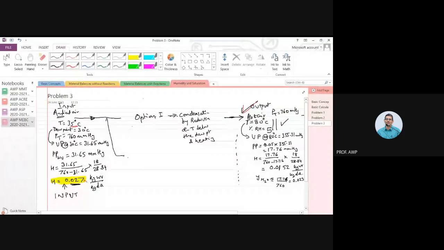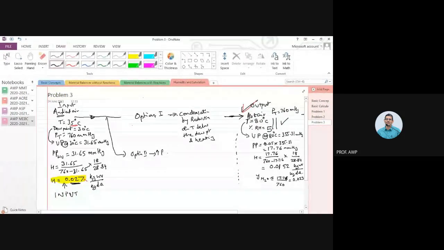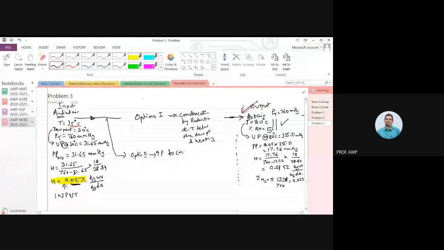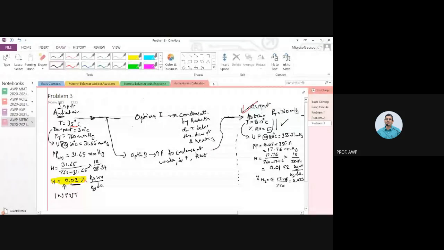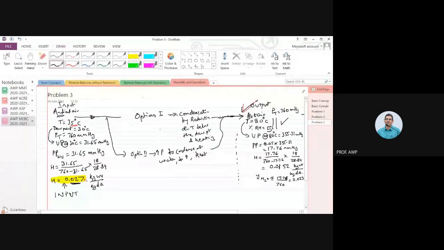Option 2: increase pressure, thereby condense out the water, then reduce the pressure, and then heat to the required temperature. So both these options are there. You can have any combination of these two as well.